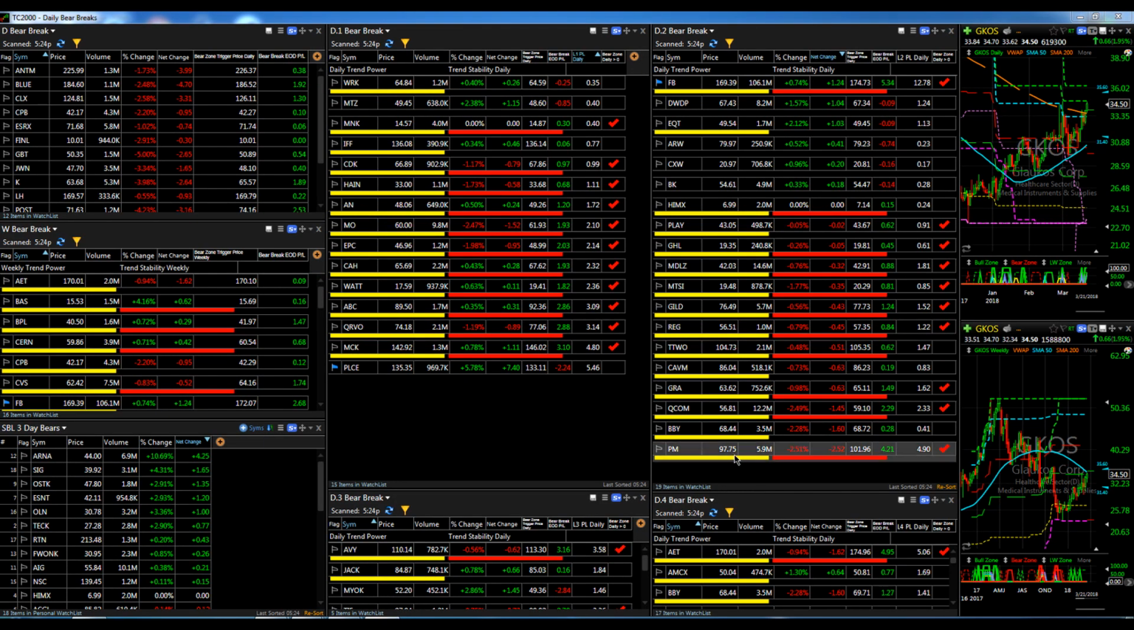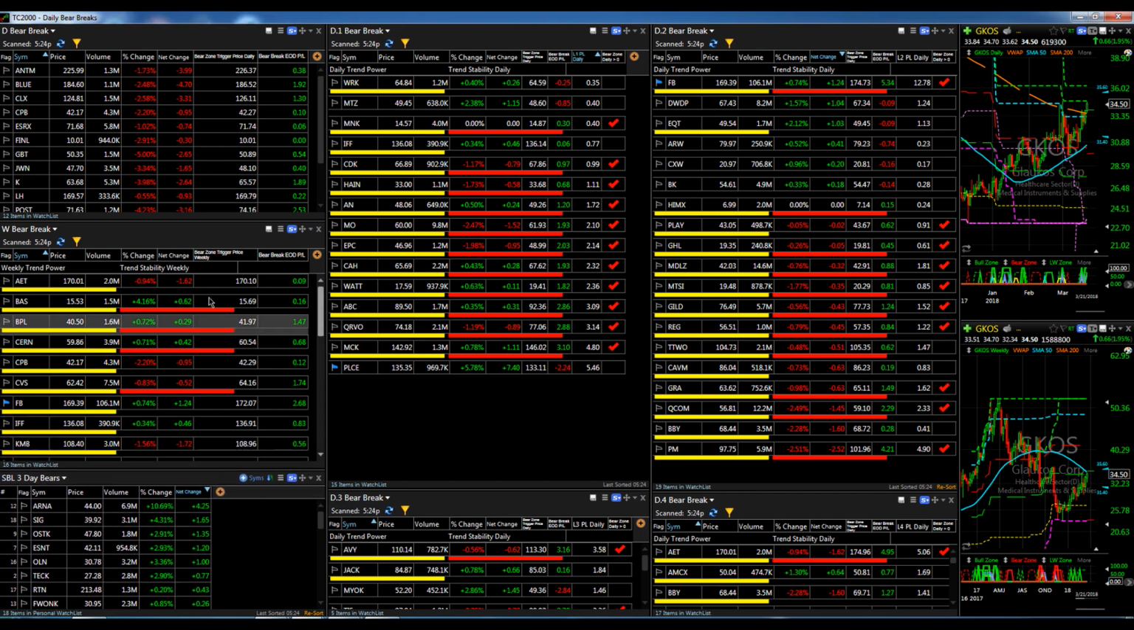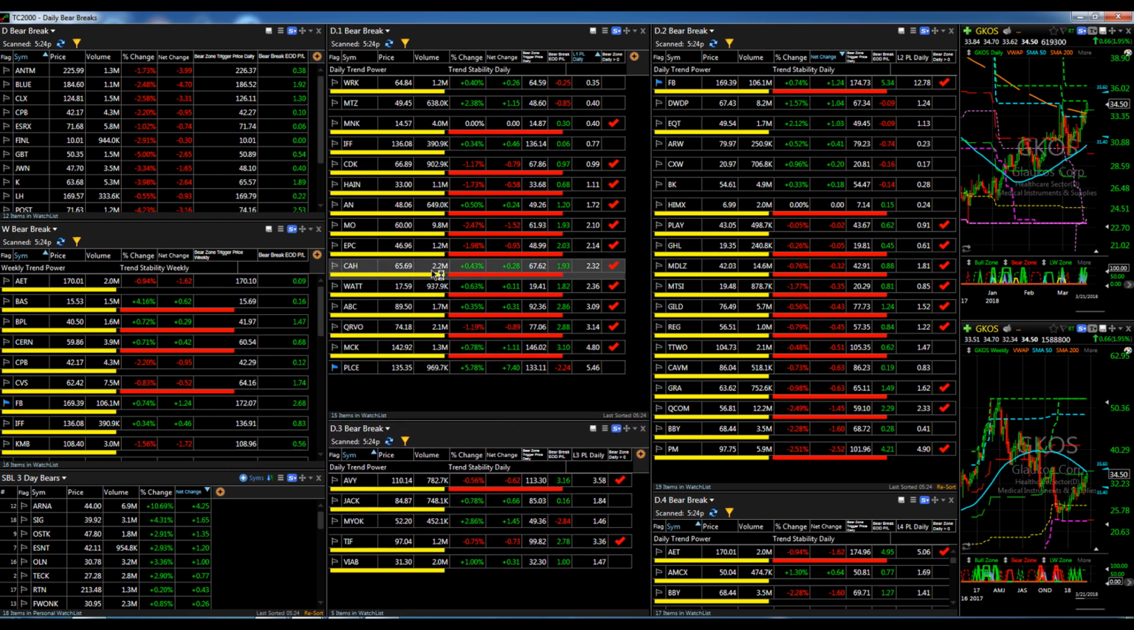This is what the bear grid looks like. Looks the very same. Got the weekly, 1 day, 2 day, 3 day, 4 day, 5 day. So you get a chance to see the stability of the trade. You know if it was up or down today after winning a bear zone the day before, the stability, the momentum, and the bear zone level with the check mark.